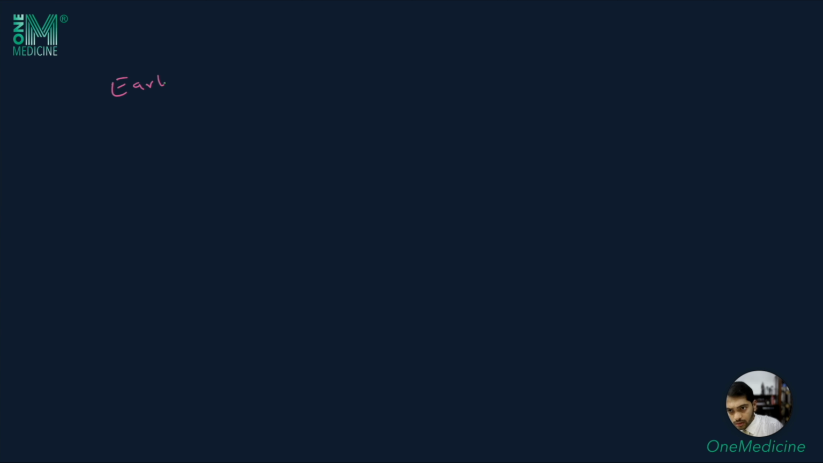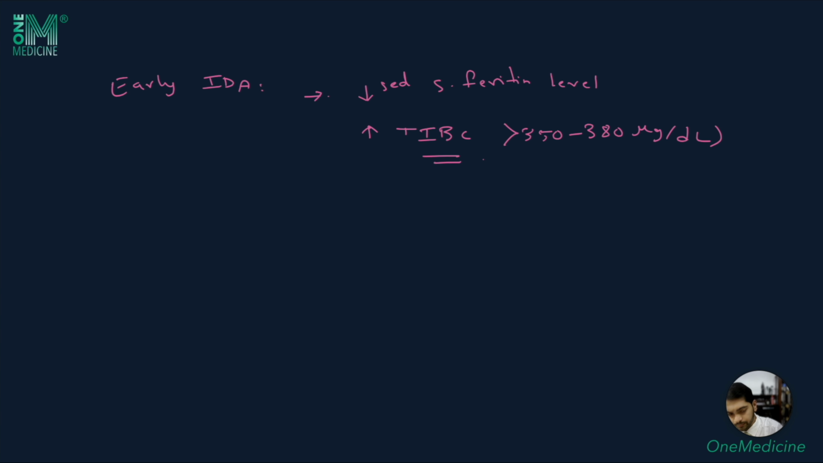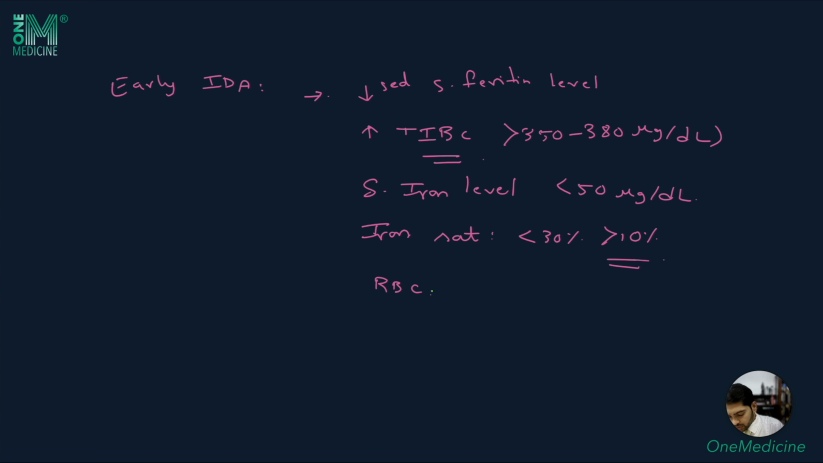Early iron deficiency anemia is usually associated with a reduced serum ferritin level, elevated total iron binding capacity, usually more than 350 to 380 microgram per deciliter, a serum iron level of usually less than 50 microgram per deciliter, and iron saturation of less than 30% but more than 10%. RBC morphologies are usually normal until there is severe iron deficiency.